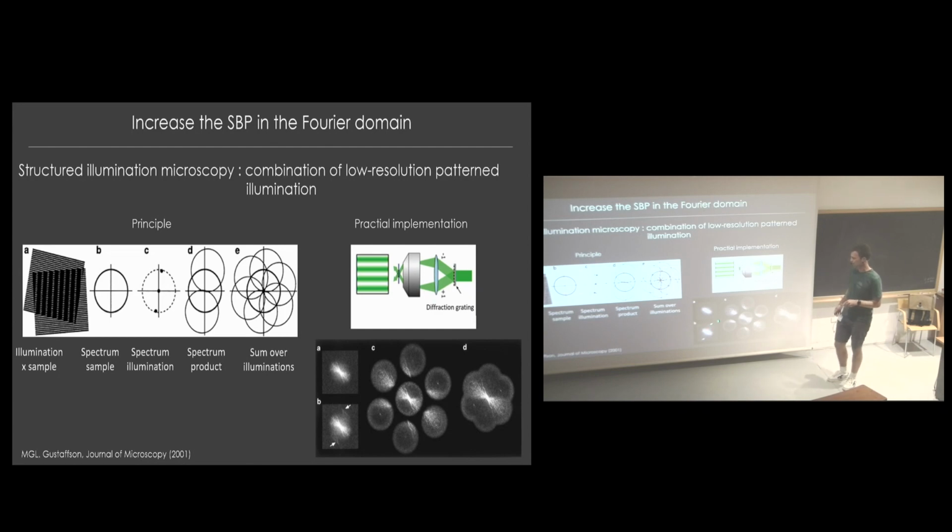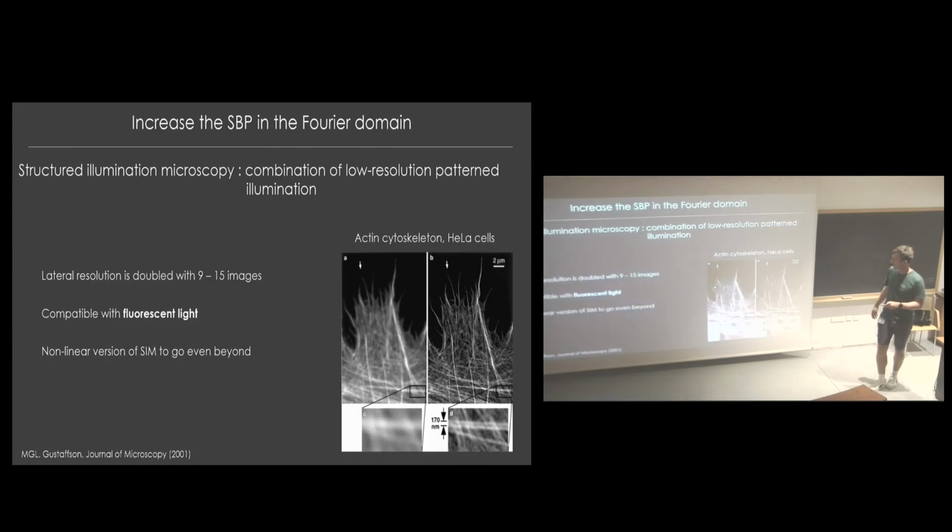And now you do it for various positions of your grating. And by recombining them in the Fourier domain, you can double your spatial resolution. So here you need between 9 and 15 images to double the resolution. So this is pretty good. A good advantage is that it's compatible with fluorescent light, which was not the case for ptychography, for instance.